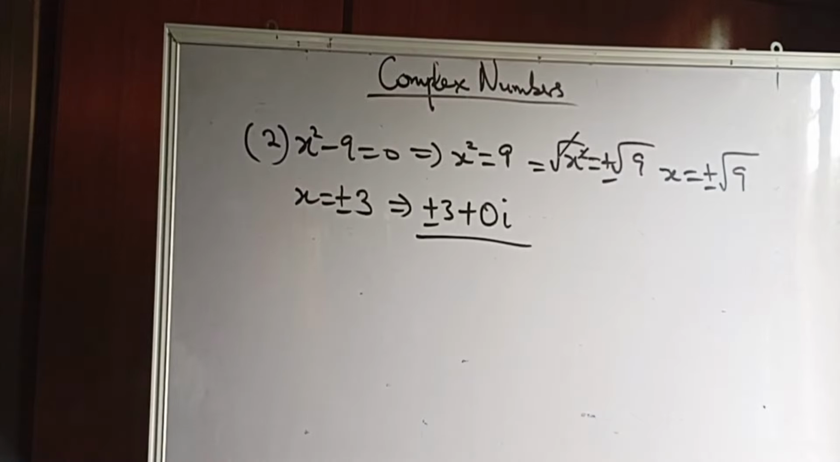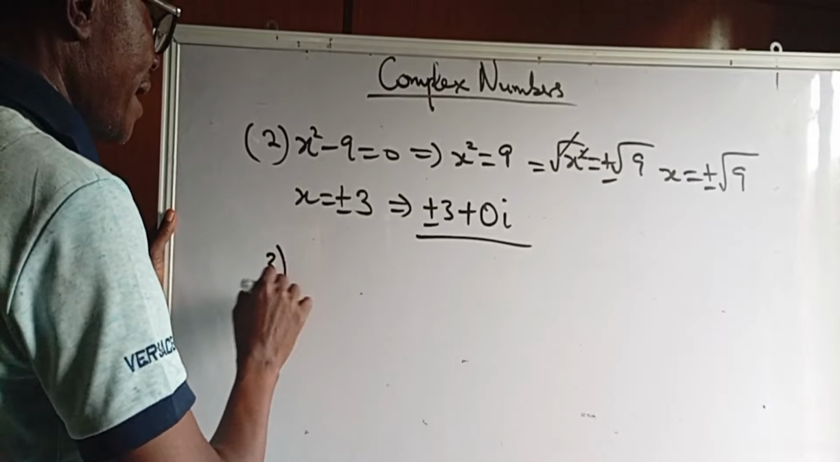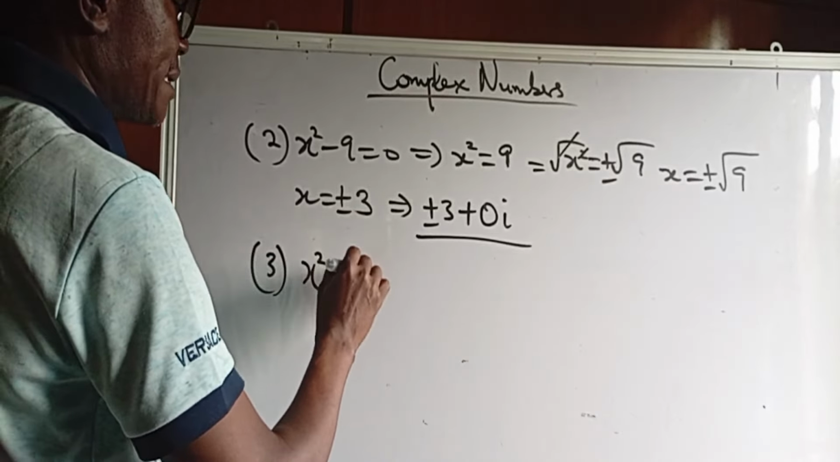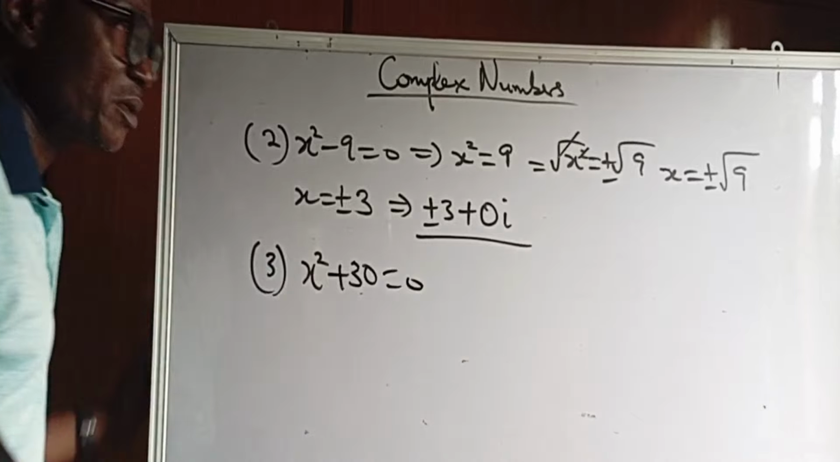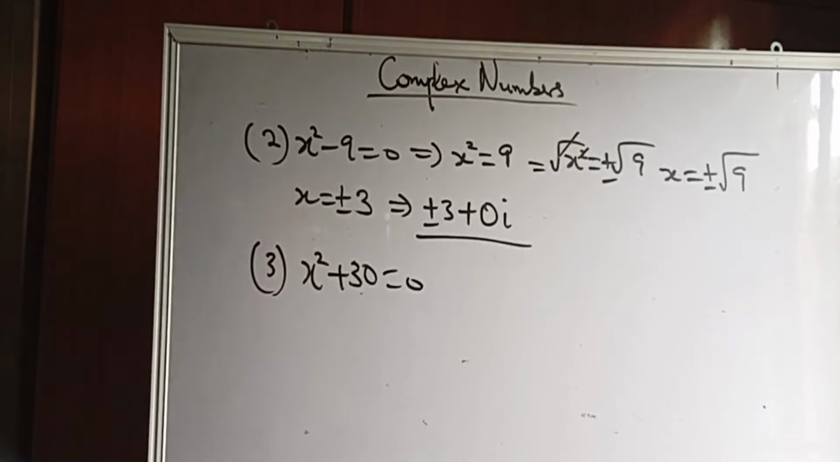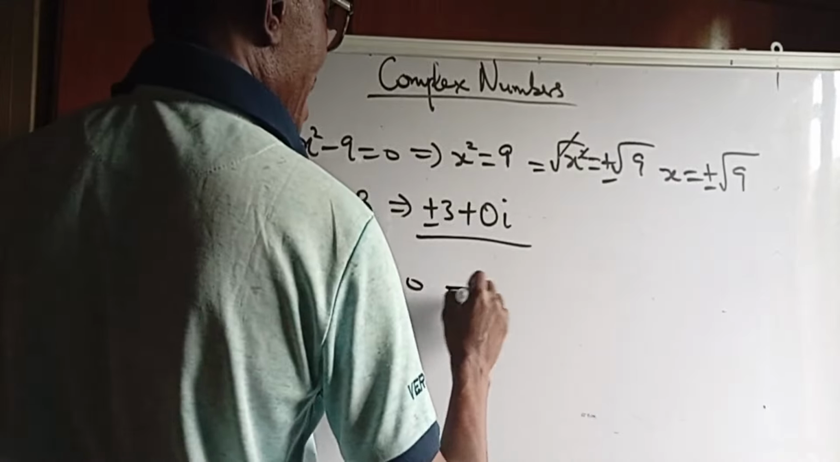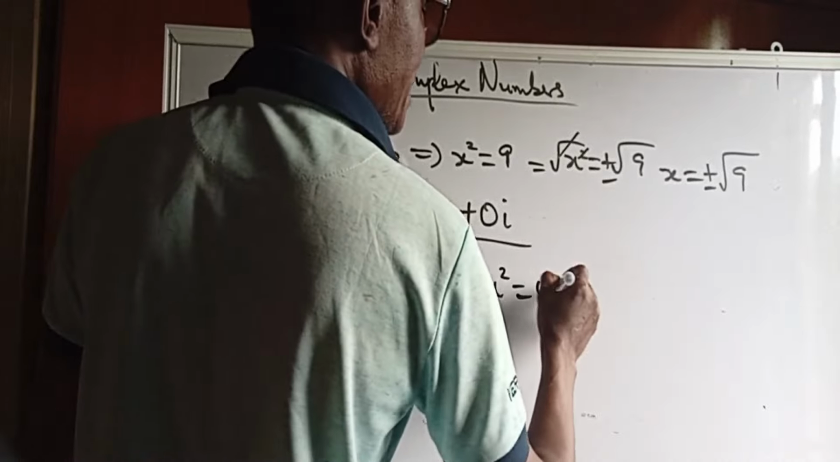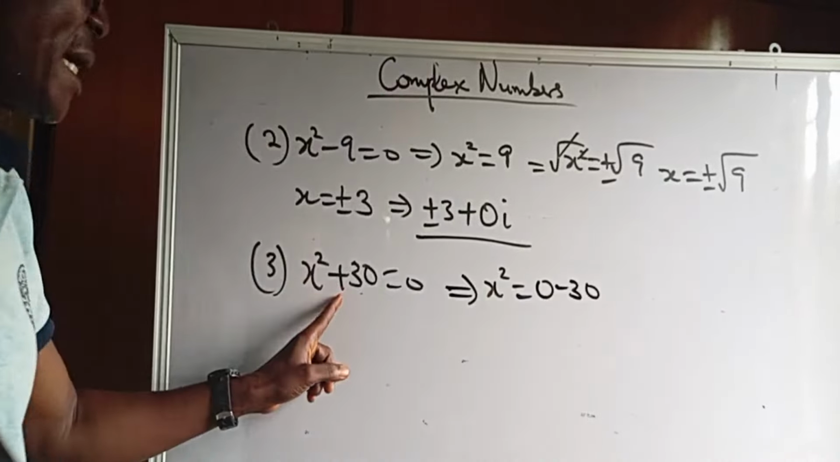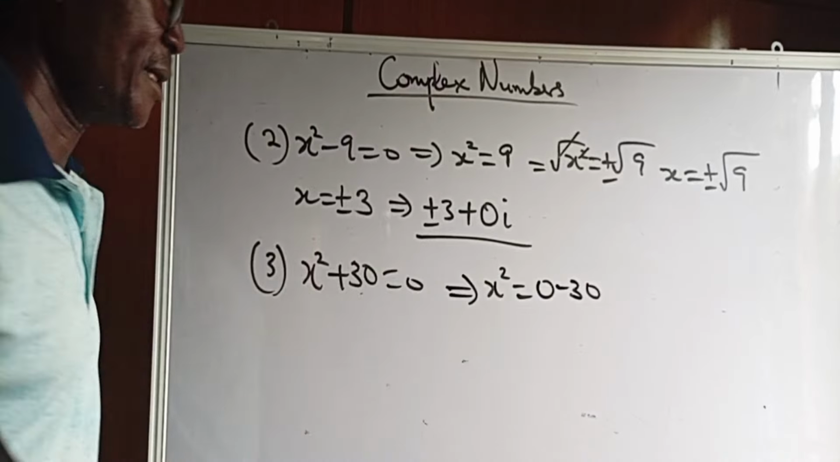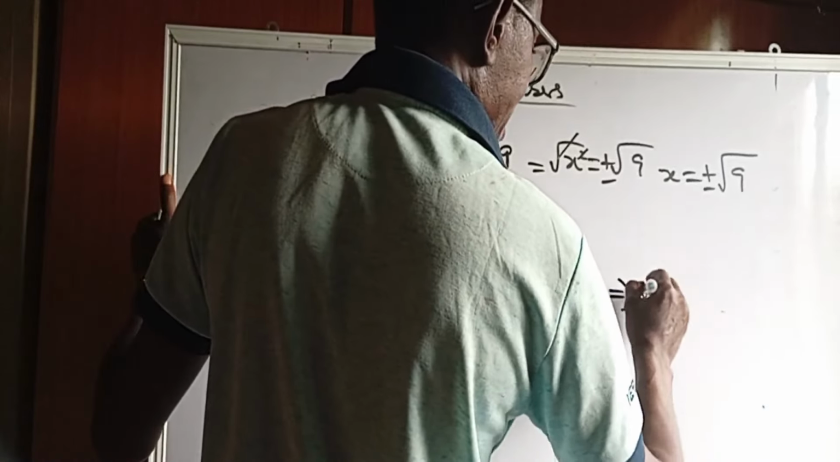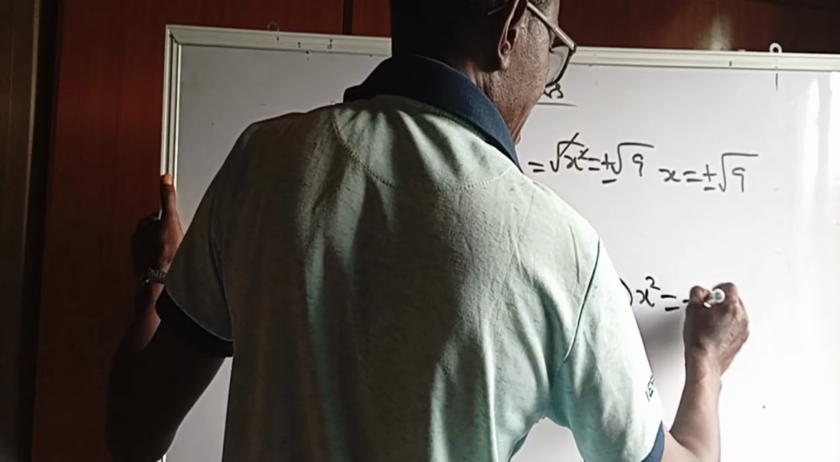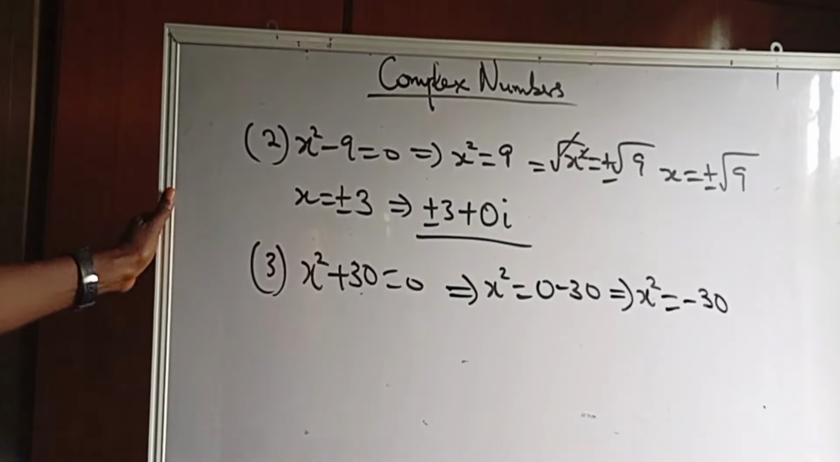Now, the third one says what? X squared plus 30 is equal to 0. So how do we get x here now? That implies x squared is equal to 0 minus 30, because by the time plus 30 goes to the other side, it becomes minus 30. So that gives us x squared is equal to minus 30.